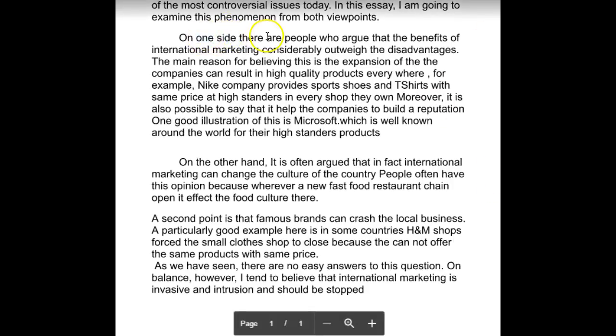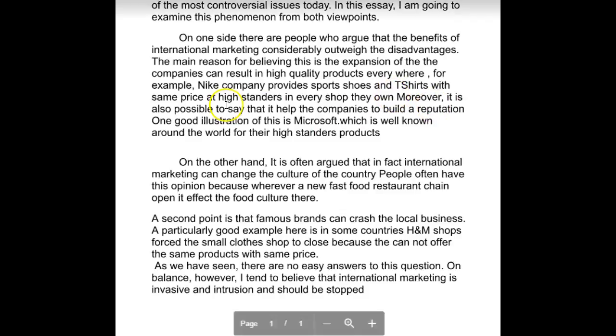I'd say on the one hand, there are people who argue that the benefits of international marketing considerably outweigh the disadvantages. Good. The main reason for believing this is the expansion of the companies can result in high quality, blah blah blah. So we've not got any punctuation in here. I need to see some full stops. I need to see some sentences separated. The main reason for believing this is the economic growth that results in increased product quality the world over. For example, the Nike company provides sports shoes and clothing. I would say provides activewear or sporting clothes. Do you mean standards? I don't know what this means. Standards is to have high standards, to have high principles, but standards is not a word.